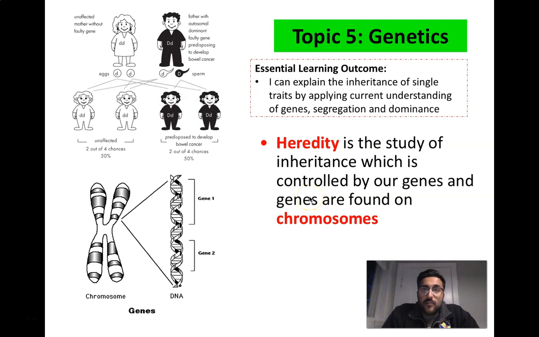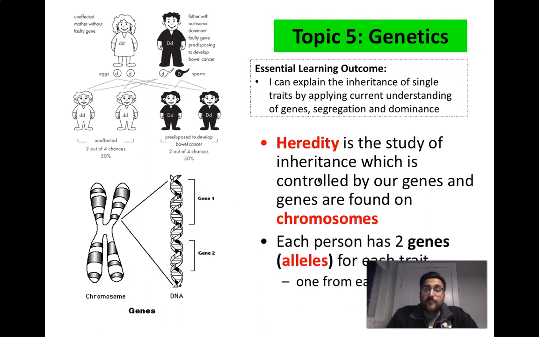Okay, Science 30. So this last set of videos is going to be on genetics in terms of heredity. Heredity is the study of inheritance, so what genes on what chromosomes are passed on to your kids. Each person has two genes or alleles for each trait. An allele is a fancy way of saying a version of a gene, and everybody has two versions of every gene.